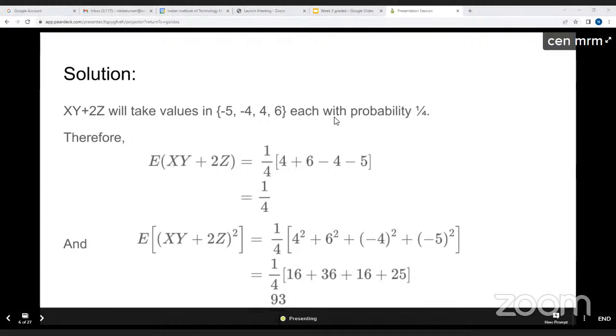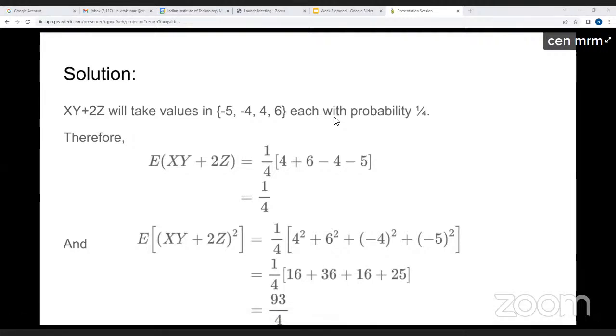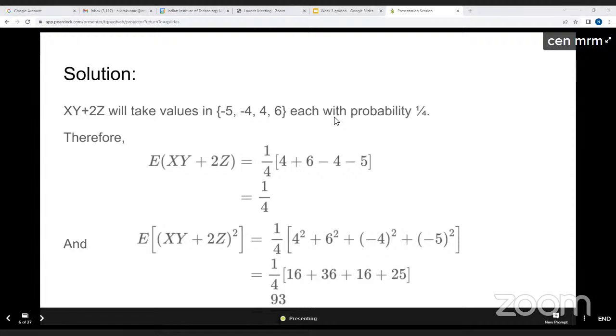What exactly did we have to find? We had to find the variance of xy plus 2z. We know that the variance of a random variable is given by the expectation of the random variable squared minus the expectation of the random variable, whole squared. So the same thing here: in the first step, we found the expected value of xy plus 2z. In the second step, we are finding the expected value of xy plus 2z whole squared. We just have to take the square values, and the probabilities we know, and using that we found that the expected value of (xy plus 2z) squared comes out to be 93.